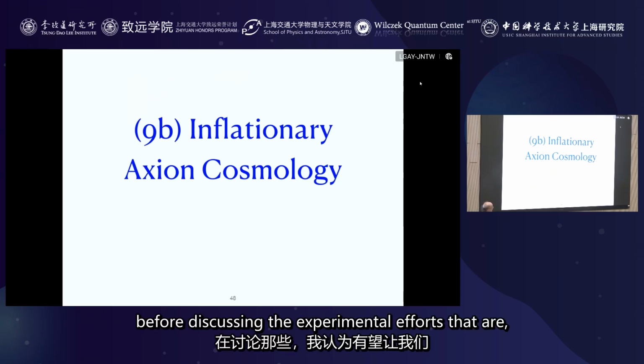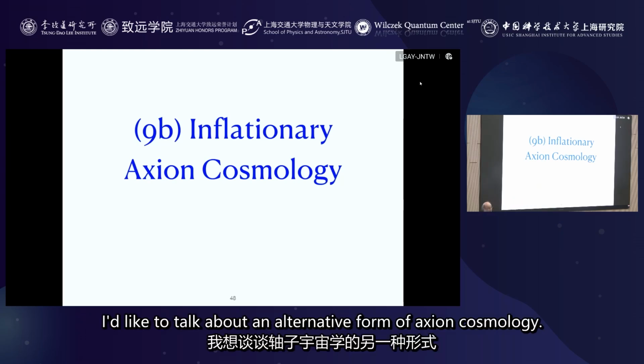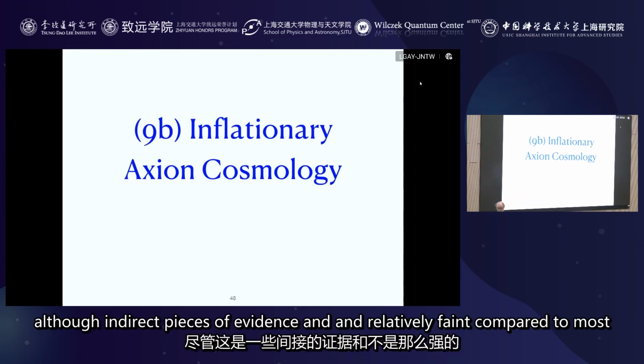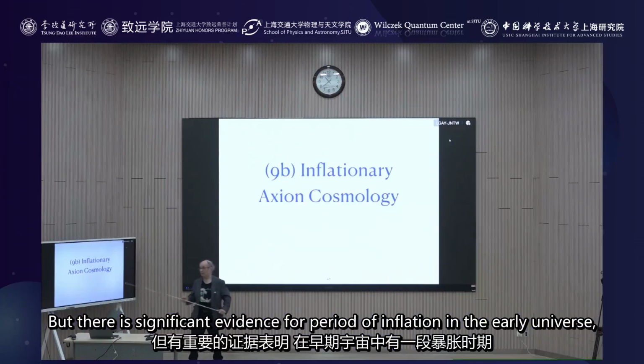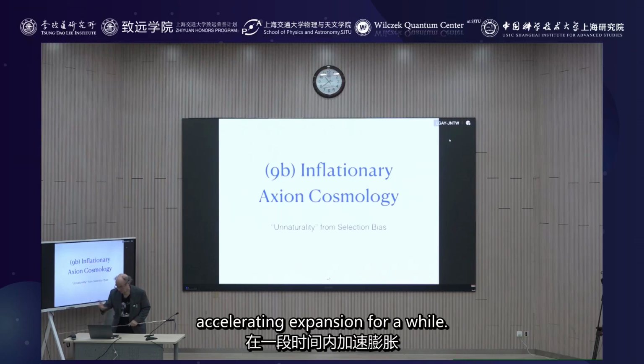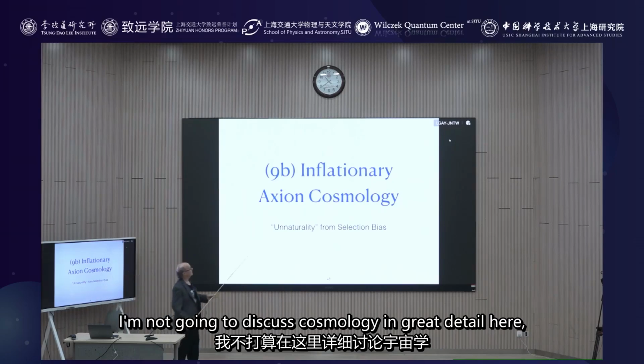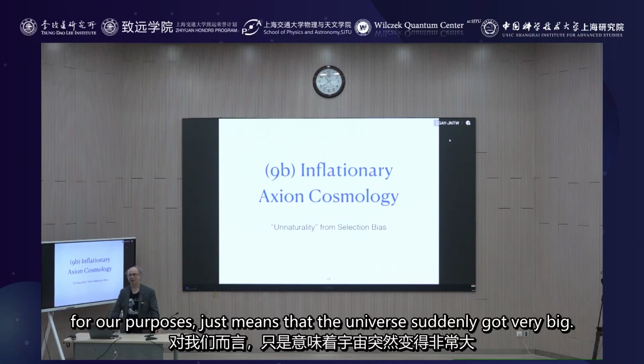Okay, before discussing the experimental efforts that are, I think, promised to get us there, I'd like to talk about an alternative form of axion cosmology. Nowadays, there are significant, although indirect, pieces of evidence, and rather thin compared to most of Big Bang cosmology, but there is significant evidence for a period of inflation in the early universe, a very, very rapid, accelerating expansion for a while. I'm not going to discuss cosmology in great detail here, but inflation, for our purposes, just means that the universe suddenly got very, very big.